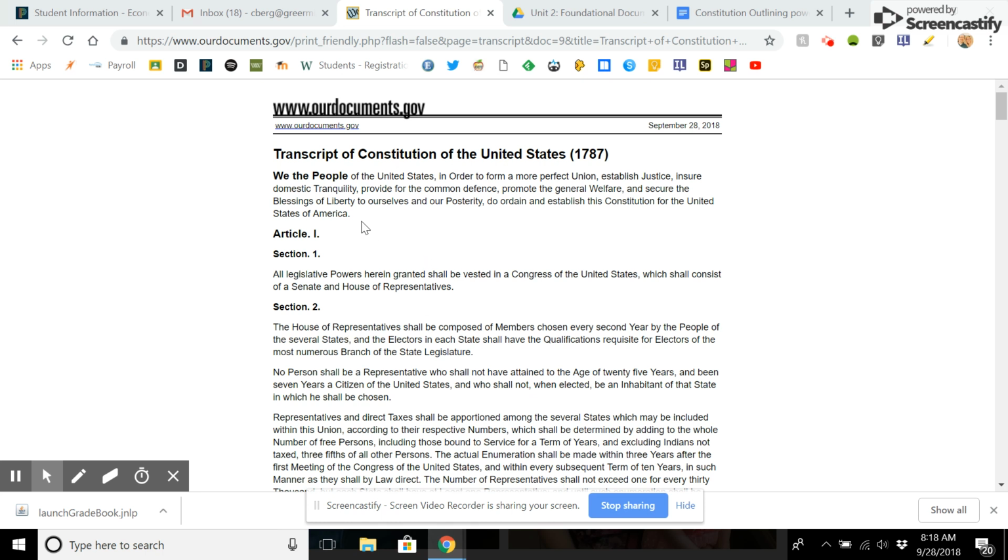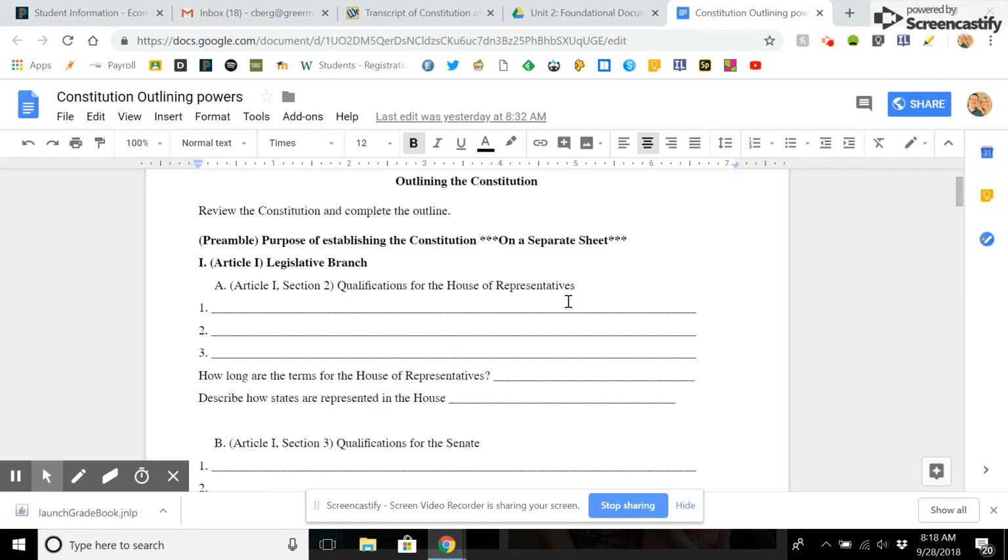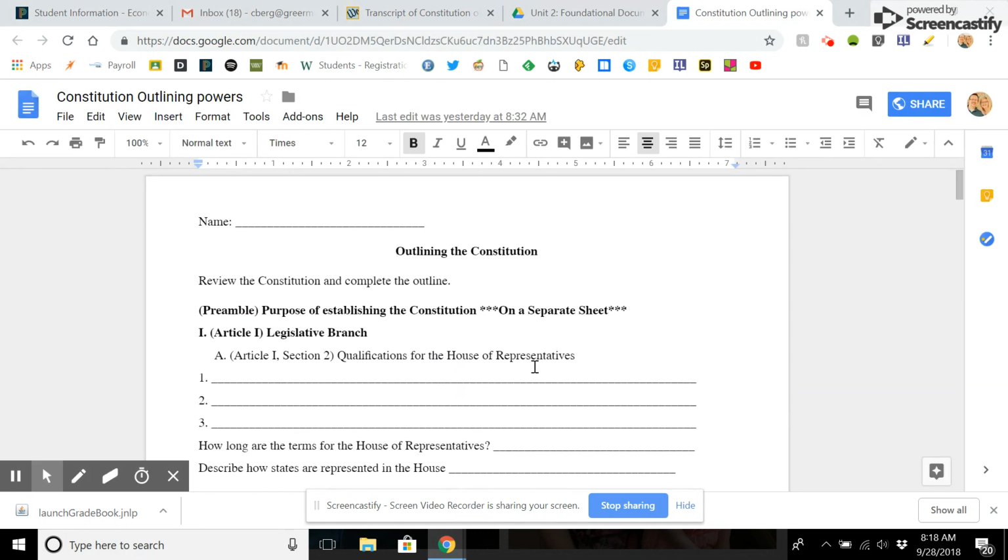Hi, students. So today we're going to talk about the Constitution of the United States, and we're going to start working through the Constitution outline. So you should have in front of you a piece of paper that looks like this. You should have already done the preamble using the assignment on Google Classroom that has the article, and I believe we would have talked over that in class.